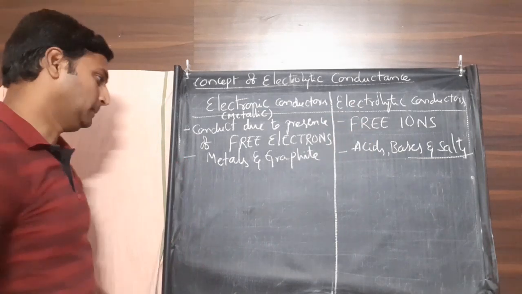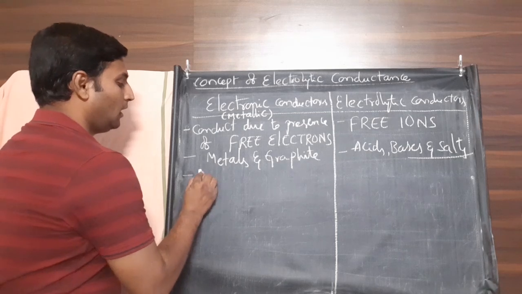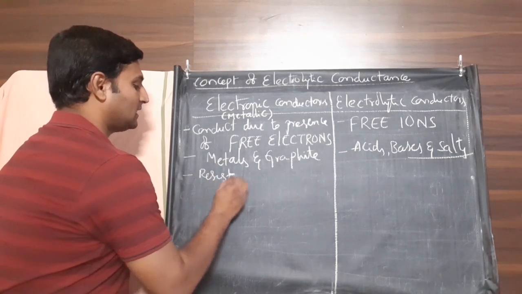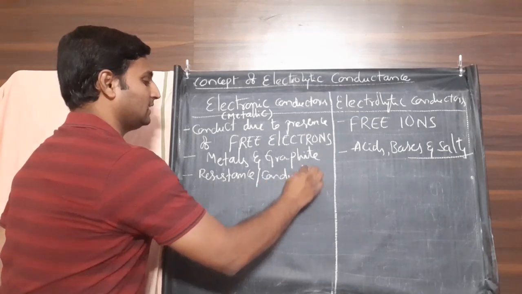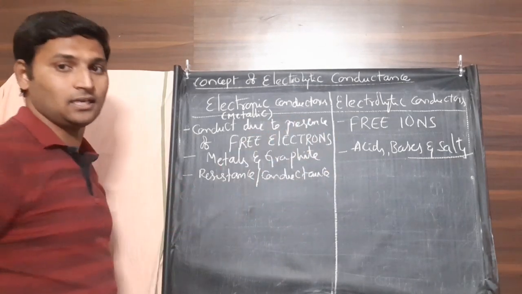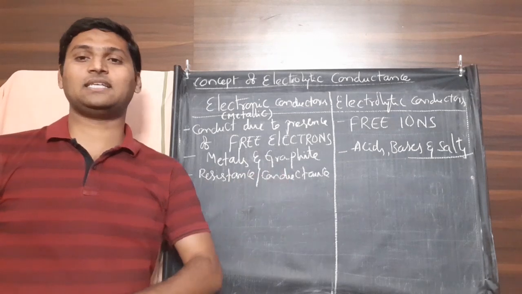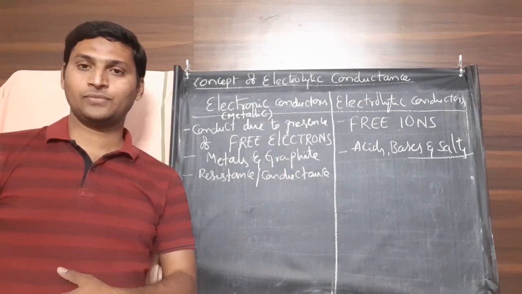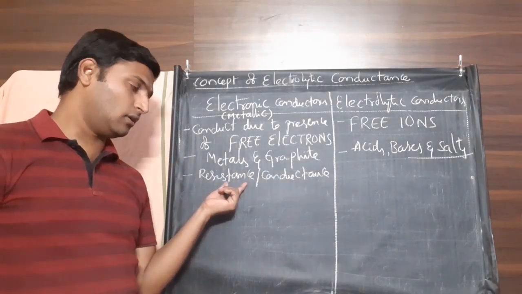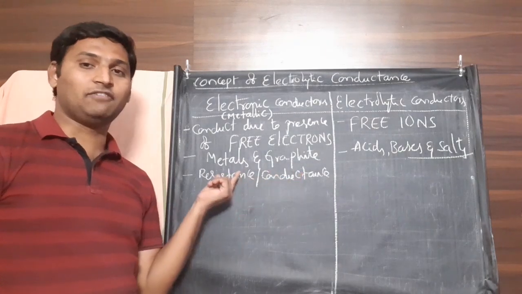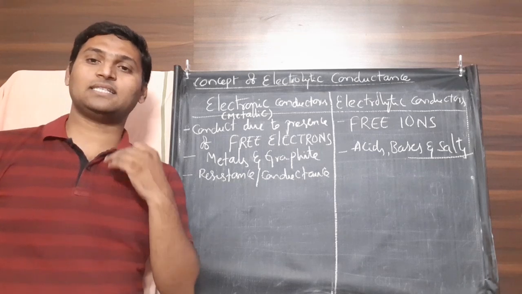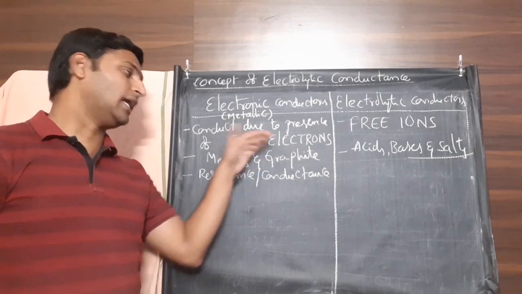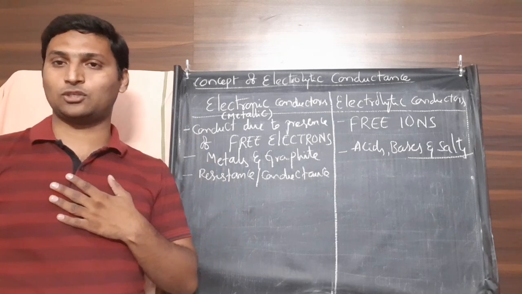Then comes the question, what are the factors that determine the resistance or conductance capacity? You know very well resistance and conductance are reciprocal to each other. So if the resistance is less, conductance will be good. If resistance is more, conductance will be poor. So what decides resistance? If we can understand that, you can understand how we can increase the conductance also.